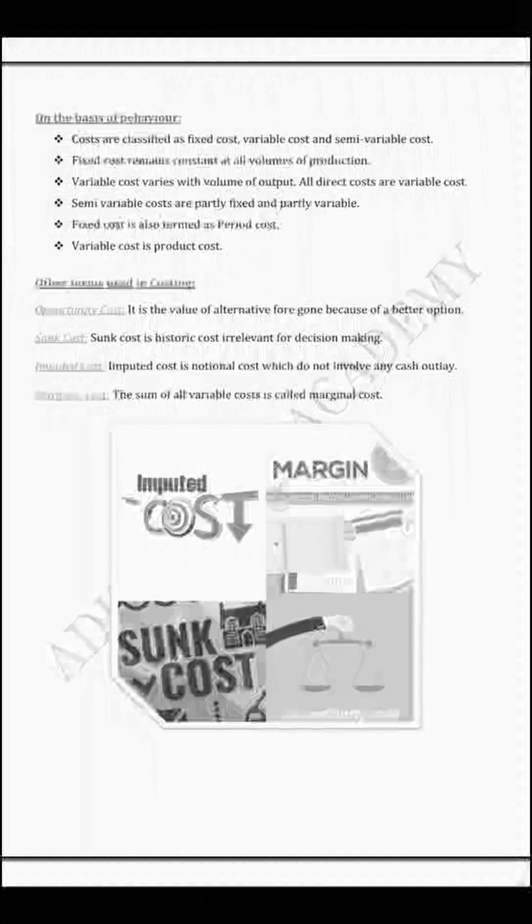What are the other common terms which we will be using in the subject of cost accounting? Number 1 is opportunity cost. Opportunity cost is the value of alternative which is foregone because of choosing another option. So if you have 2 options to decide, one, go for mechanization, or two, go for manual labor. When you are going for manual labor, you will have certain advantages and disadvantages. And when you are going for mechanization, you will have certain advantages and disadvantages. So which one are you going to choose?